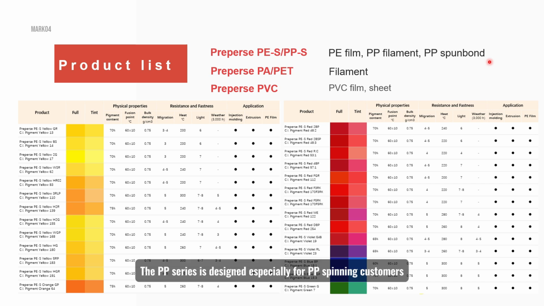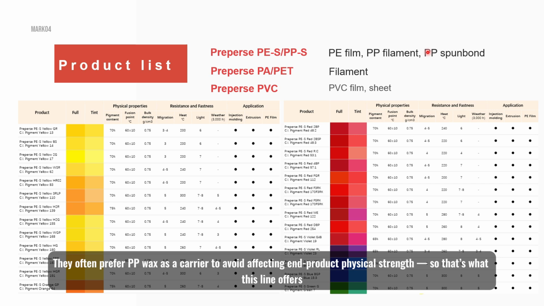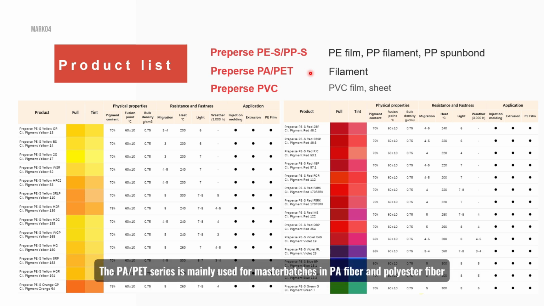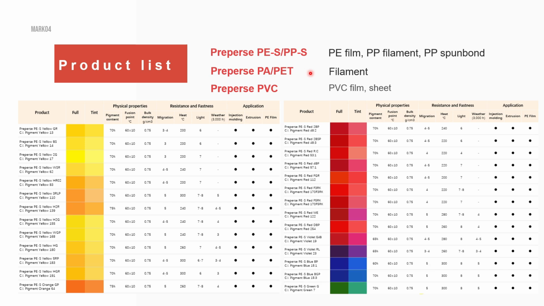The PP series is designed especially for PP spinning customers. They often prefer PP wax as a carrier to avoid affecting end product physical strength, so that's what this line offers. The PA/PET series is mainly used for master batches in PA fiber and polyester fiber, as well as other PA, PET, or PBT applications where high dispersion and eco-friendliness are critical.